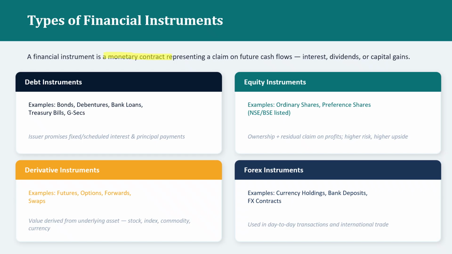Representing a claim. So it is simply a monetary contract that gives the holder a claim on future cash flows. These cash flows can be interest, dividends, or capital gains when the price of the instrument goes up. So think of it in this way. When you hold a financial instrument, you are holding a piece of paper or an entry in a demat account that entitles you to receive money in the future under certain conditions.